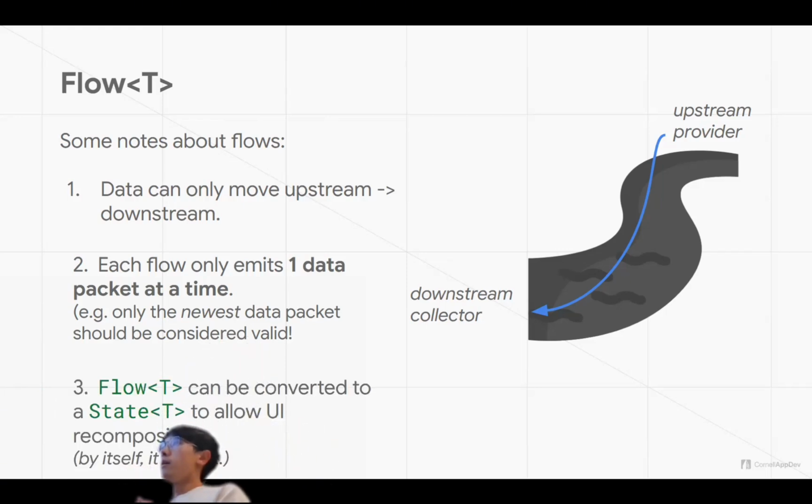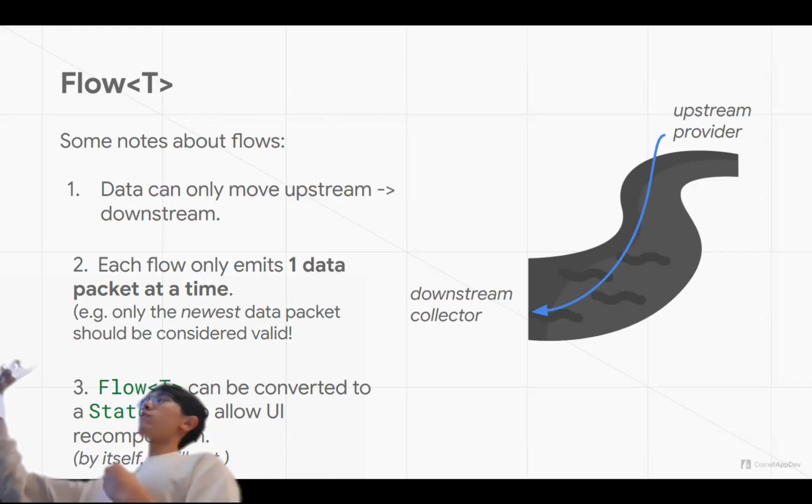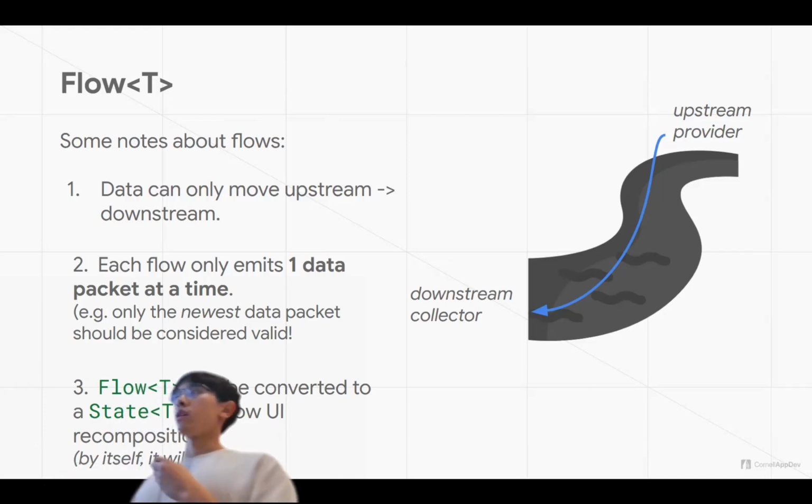And so finally, this is probably the most important part for how to directly use this in your code. A flow can be converted into a state to allow UI recomposition, which makes it very easy to use flows in your UI, since ultimately state is what Jetpack Compose will always need in order to cause recompositions and cause the screen to re-render. And so you'll need to convert it to a state in your UI in order to allow recomposition and have the screen work correctly.